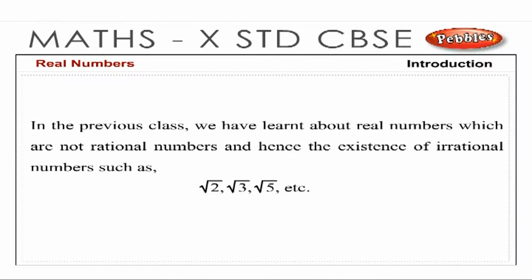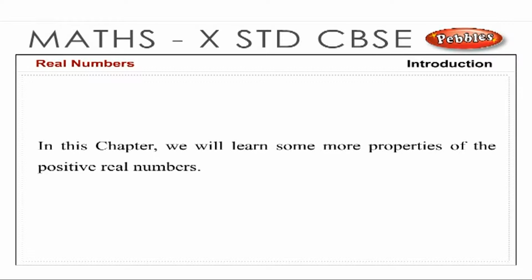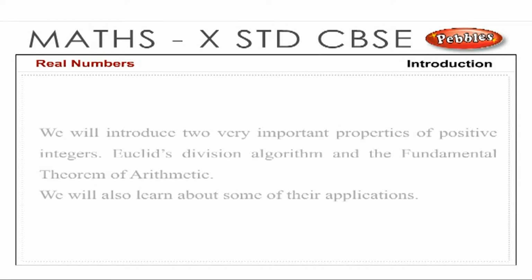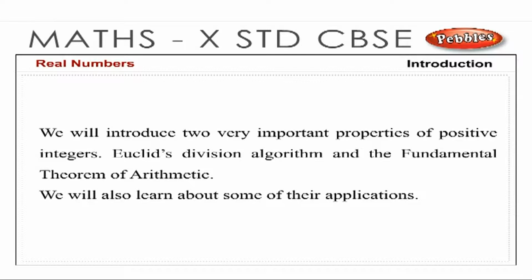Introduction. In the previous class, we have learnt about real numbers which are not rational numbers, and hence the existence of irrational numbers such as √2, √3, √5, etc. In this chapter, we will learn some more properties of the positive real numbers. We will introduce two very important properties of positive integers: Euclid's division algorithm and the fundamental theorem of arithmetic. We will also learn about some of their applications.